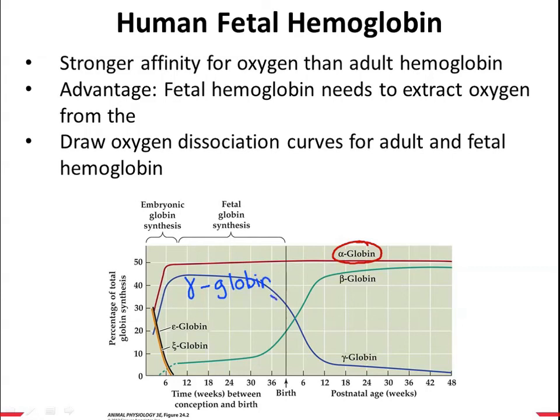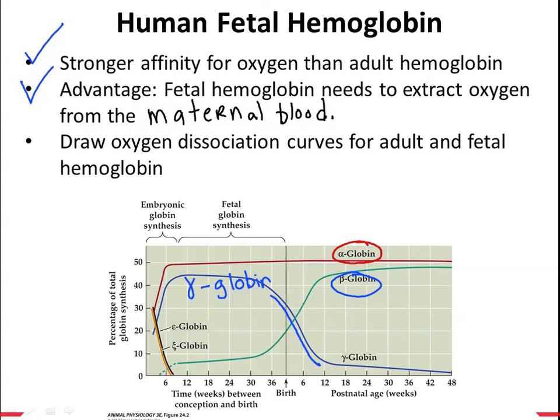And these gamma globin chains persist for about 6 to 12 months after birth, as they're eventually replaced by the adult beta globin chains. Now, fetal hemoglobin has a stronger affinity for oxygen than adult hemoglobin, and this is physiologically important because it allows the fetal blood to efficiently extract oxygen from the maternal blood. And I see that's missing on this slide, so we'll add it in. Fetal hemoglobin extracts oxygen from the maternal blood.